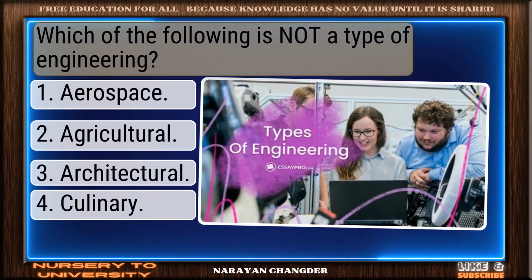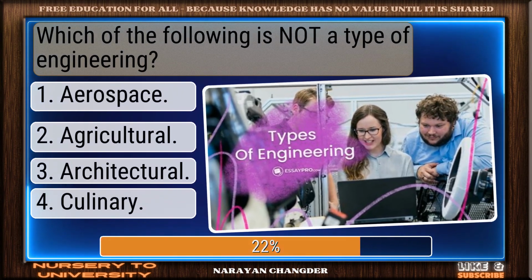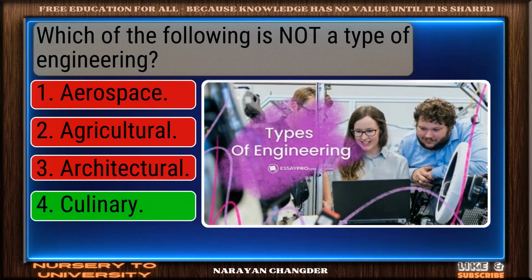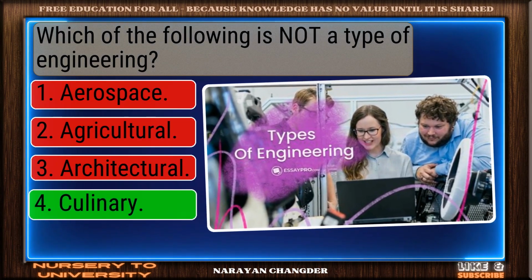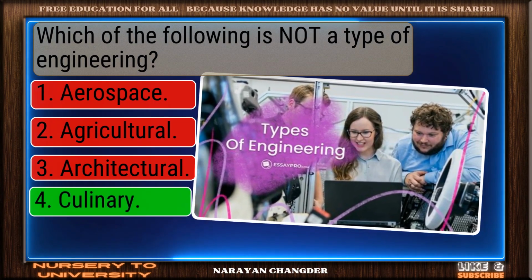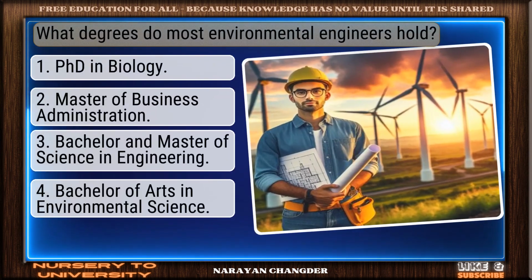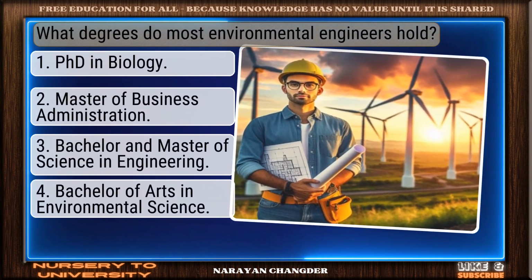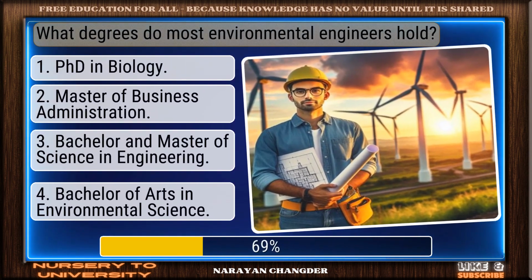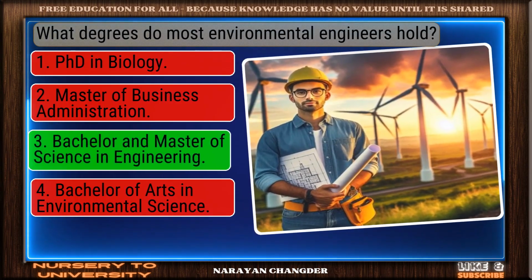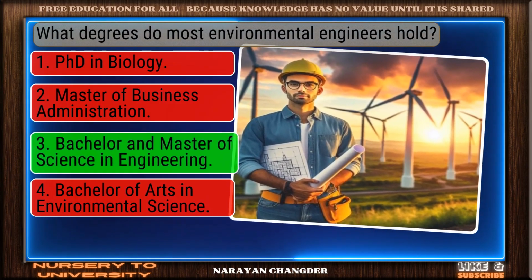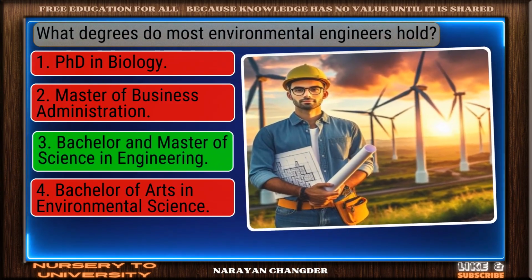Which of the following is not a type of engineering? On track. Culinary is the correct answer. What degrees do most environmental engineers hold? You got it. Your choice, Bachelor and Master of Science in Engineering, is right.